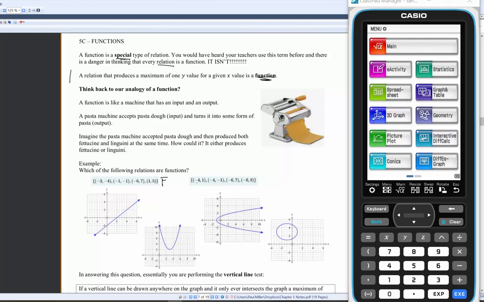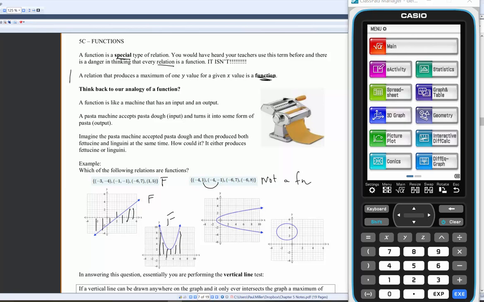All right, let's look at this one here. -4 produces 1. -4 also produces -1. That's confusing. The same input, -4, produces two different outputs. This is not a function. For this one, we can see that we've got a linear function, and for any x value, it produces only one y value. It's a function. This is a parabola, same thing. When I put in an x value, I'm only going to get a maximum of one y value. So this is a function.